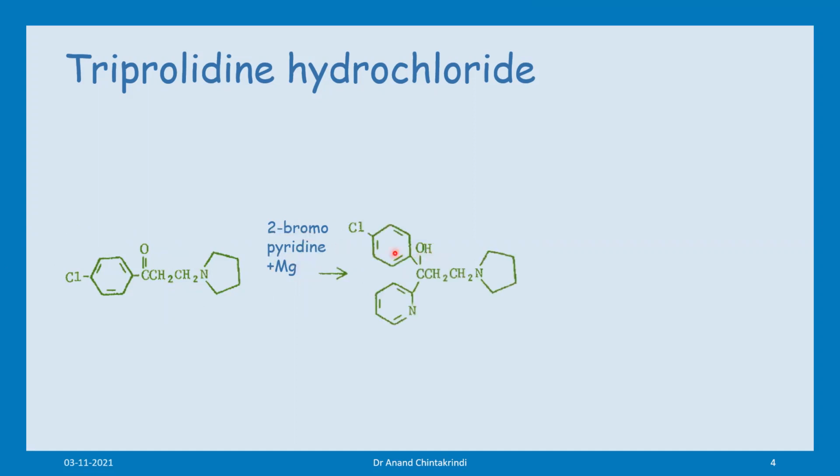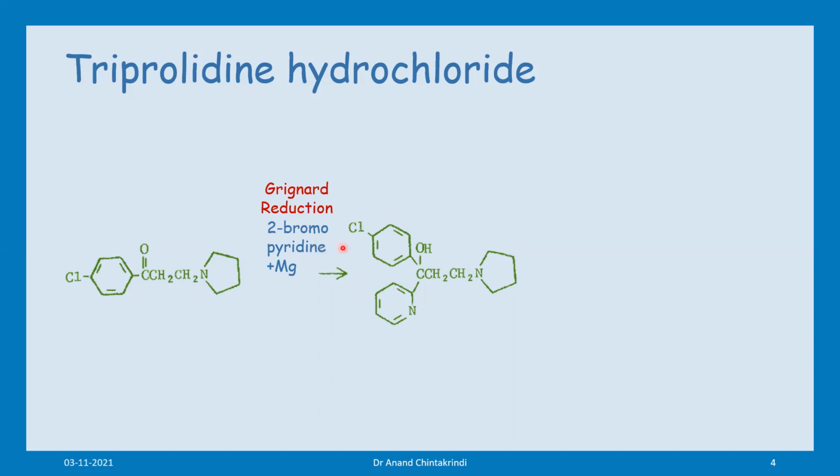which results in the formation. So when you react this ketone derivative with the Grignard reagent, you get the formation of a tertiary alcohol. So this is a classic case of a Grignard reaction, which involves the conversion of the keto group to a tertiary alcohol. This is a tertiary alcohol which is formed. This pyridine is coming from the Grignard reagent, which is formed in situ.